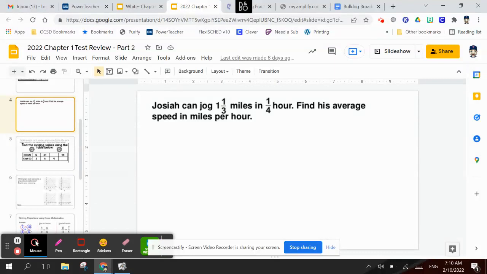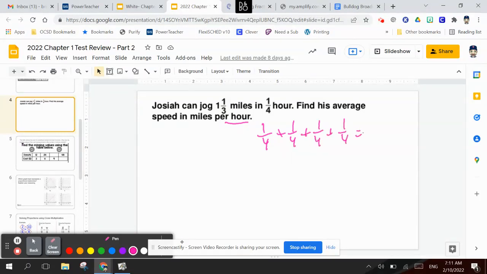So it says Joe can jog 1 1/3 miles every 1/4 of an hour. Find his average speed per hour. So again, if I look at this, it wants per hour. So how far can he go in 1 hour? Well, I know 1/4, that my denominator is 4. So if I have 4 1/4, that gives me 1 hour. So I need to take 1 1/3 and I have to multiply that by 4 because there's 4 of those.